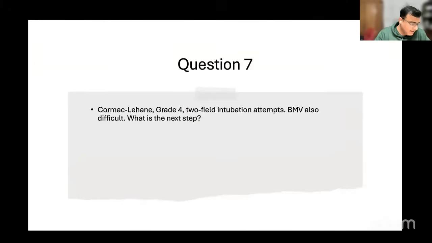Question 7: some people had recalled a similar question, a cannot intubate, cannot ventilate kind of scenario. Some people had said that it was just cannot intubate. Some people had said no, it was both cannot intubate, cannot ventilate. So I will discuss it a little bit. Cormack-Lehane grade 4, right? Two failed intubation attempts were made, and BMV, bag-mask ventilation, was also difficult. So what is the next step? This is a failed intubation and failed ventilation also, because BMV has also failed.